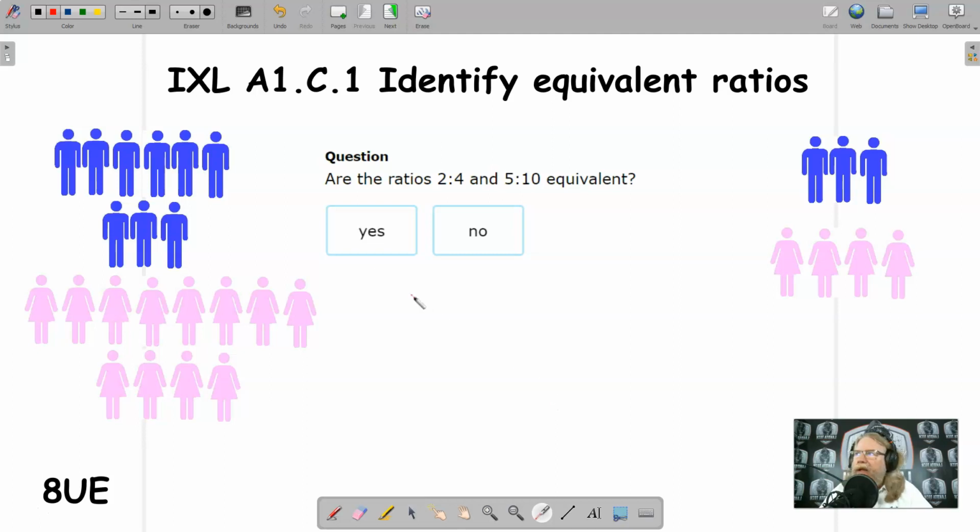Hello, this video is for IXL A1.C.1. It's titled Identify Equivalent Ratios, and the 3-character code for this activity is 8 uniform echo.